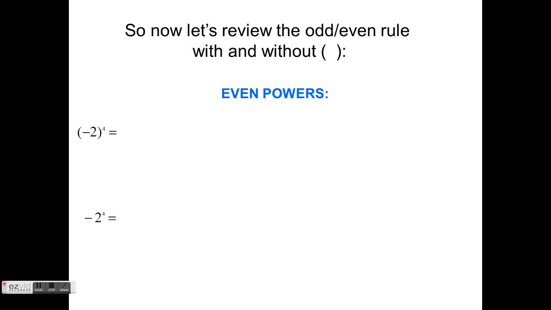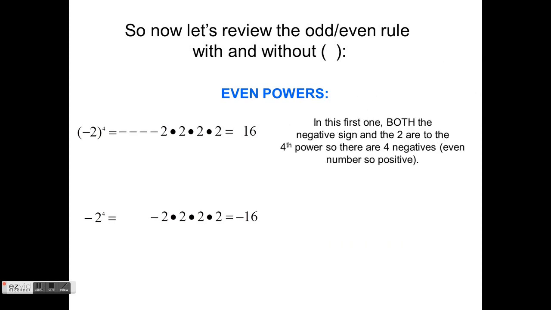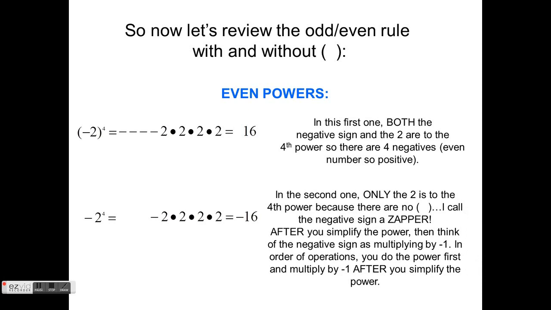First with even powers. I've given you 2 examples from the Q squared, one in parentheses and one not. Both of those are to the even power 4. Think. This is what you should be thinking. And the 2 answers are positive 16 and negative 16, 2 different answers. In the first one, both the negative sign and the 2 are to the 4th power, so there are 4 negatives. 4 negatives is an even number, and that would give you a positive. But in the bottom, there's only 1 negative, the zapper, because there are no parentheses, so only the 2 is to the 4th power, and then you multiply by the negative sign, or negative 1, at the end.